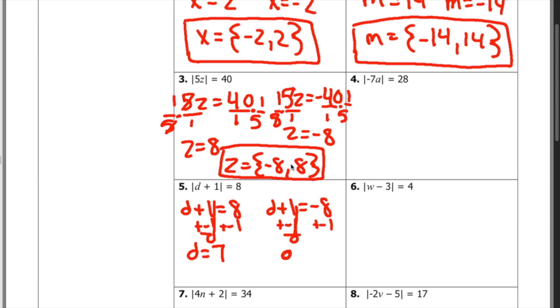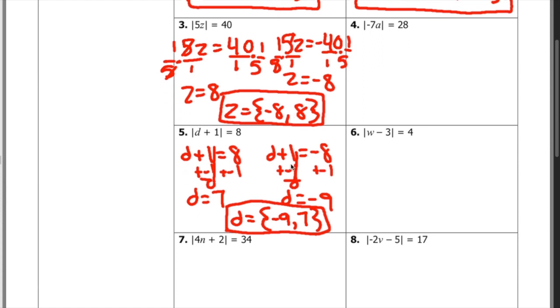But over here, d plus negative 8 plus negative 1 is going to equal negative 9. So that means that my solution set for number 5 is d equals negative 9 and 7. I'm going to close my brackets, box my answer. All right, I'm going to skip number 6 as well, and I'll show you guys what to do for number 7.